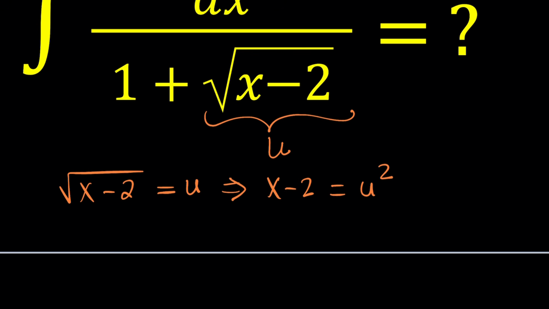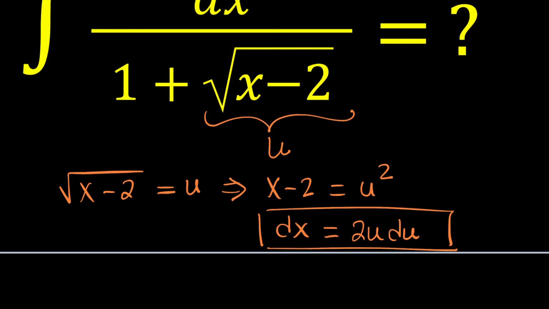That's going to give us the derivative of x is 1, so it's just going to be 1 dx, or just dx, equals, how do you differentiate u squared? It's 2u du, right? And if it's your birthday, happy birthday to you. Okay, great. So now we have dx equals 2u du.